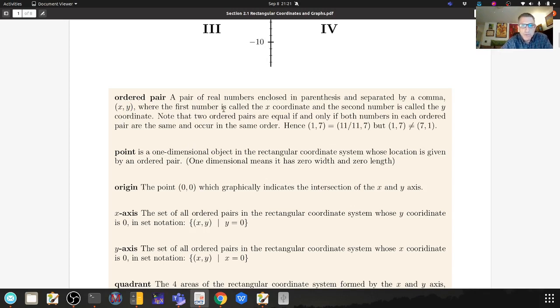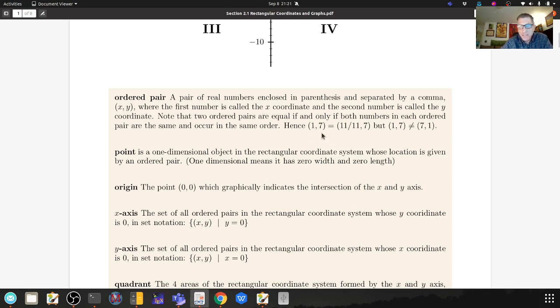So the first number is called the x-coordinate. Sometimes I'll call it the first slot. And the second number is called the y-coordinate. Sometimes I'll call it the second slot. Note that two ordered pairs are equal if and only if both numbers in each ordered pair are the same and occur in the same order.